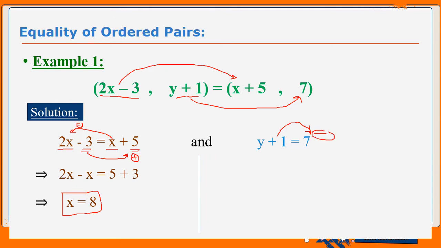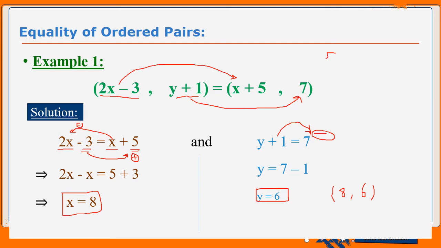Y plus 1 equals 7, so we change the sign of 1 into the negative sign. 7 minus 1 will be 6. Then the answer is y equals 6. So we have the two projections of the point (8, 6), the first projection and the second.